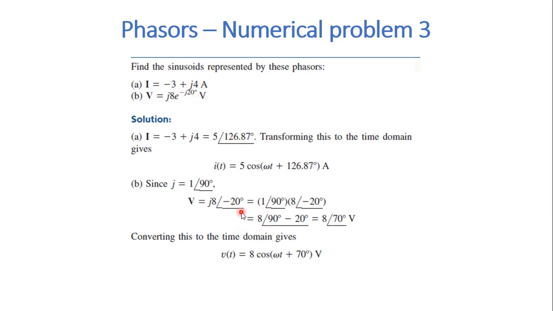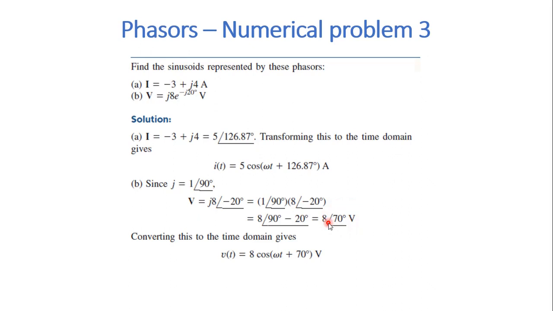So here, instead of j we will write 1 angle 90 degrees, and this is 8 angle -20 degrees. If we multiply these two complex numbers, 1 into 8 we get 8, and the angles we can add together. So 90 degrees plus minus 20 is equal to 70 degrees. So this is 8 angle 70 degrees. It gets simplified to 8 angle 70 degrees in phasor domain.